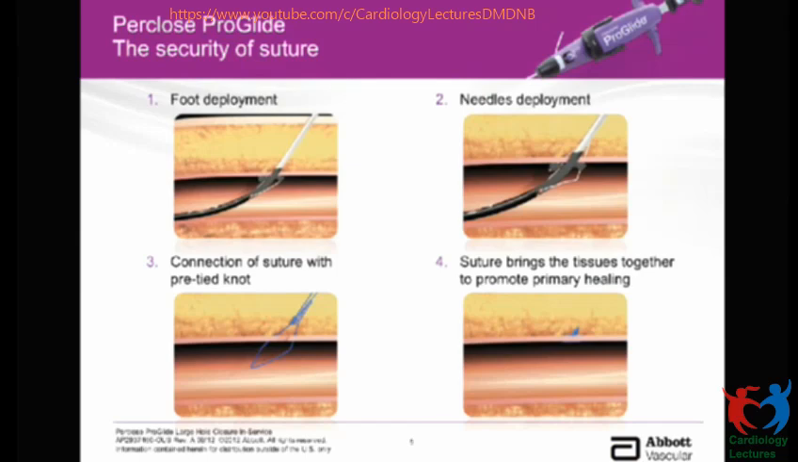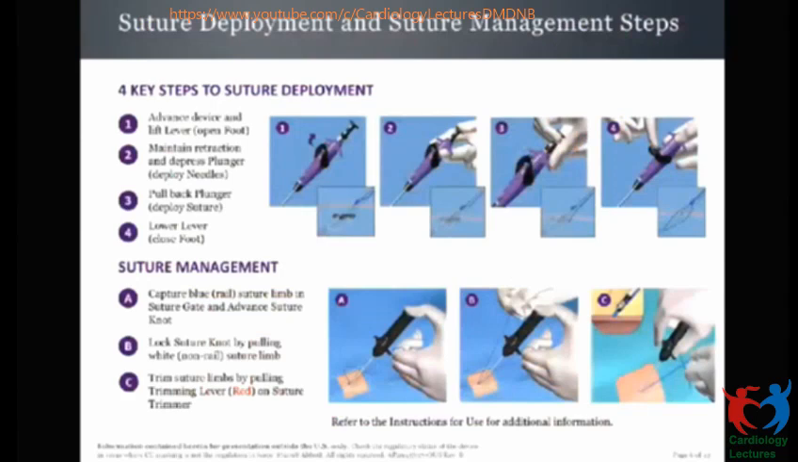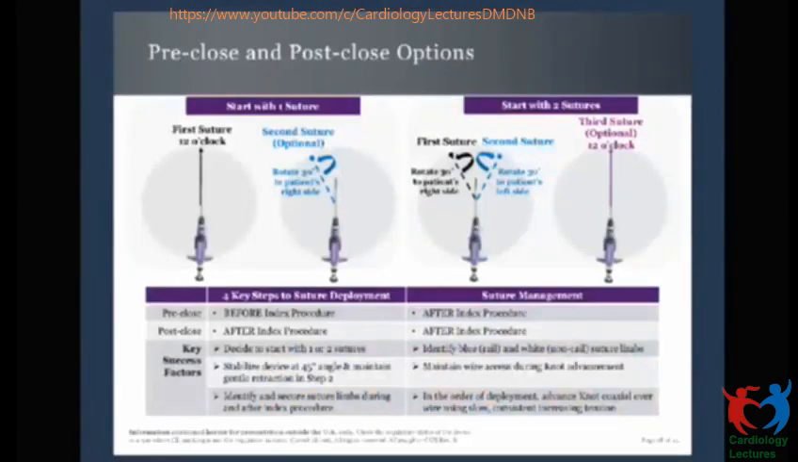You have 4 steps: the first one, you open the foot, then you depress the needle, then you pull back the needle, and then you close the foot, take back the suture, and lock it. Because you are closing a puncture of more than 12 French, you have to use 2 ProGlides. It will give you more security.